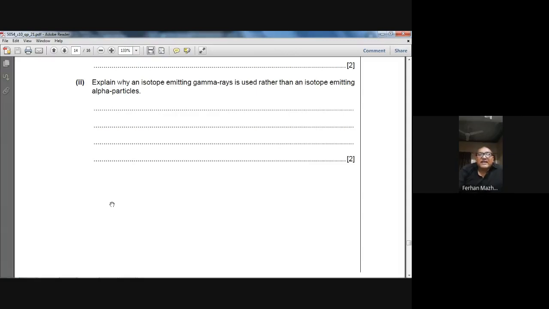We use gamma rays because the gamma rays' penetration power is quite large. They can travel many kilometers, thousands of meters, penetrating in the air. So they can easily penetrate through the organs and the flesh, and they can come out of the body, and the detector outside the body will be able to detect them. So we do not use alpha particles because their penetration power is very low.